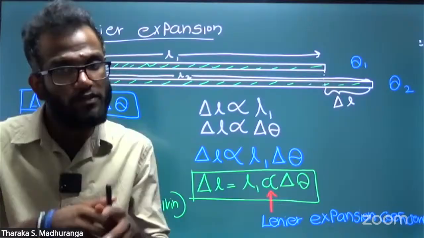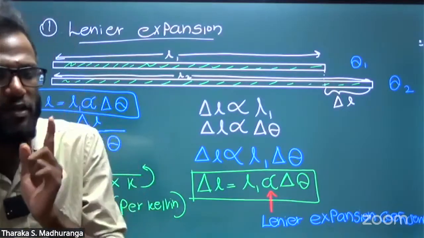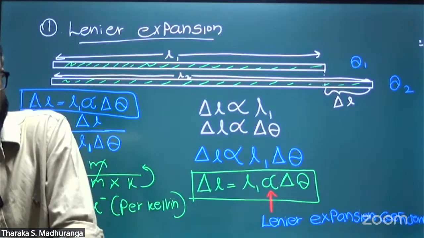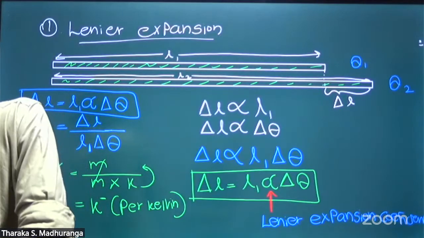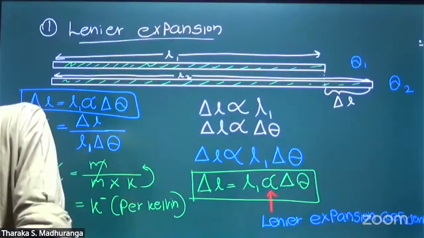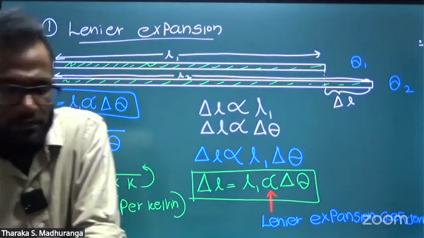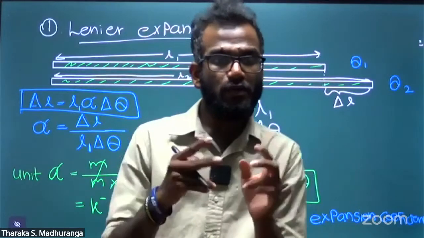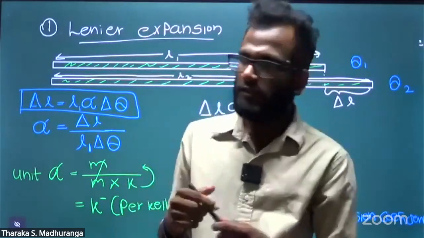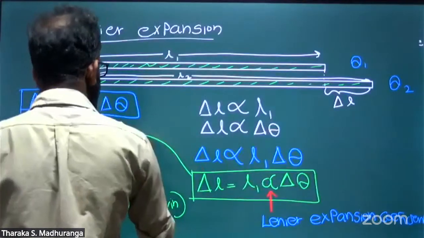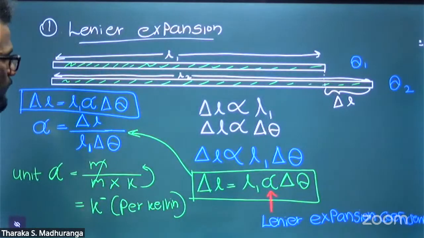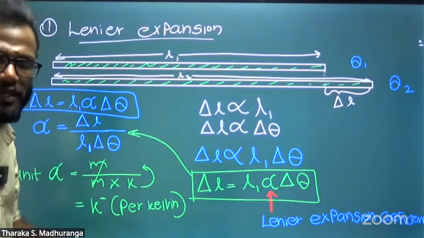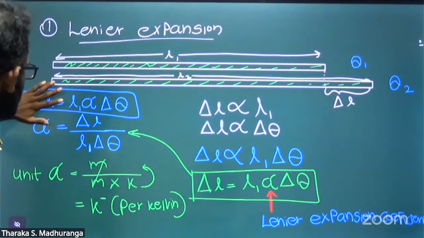It depends on the substance. Okay, this value is unique for this substance. When the substance type changes, the linear expansion coefficient varies. Now you have two equations. This is the first equation. Using this equation, I got this one. This one you don't need to remember, that's only the isolation, therefore you don't need to remember it.